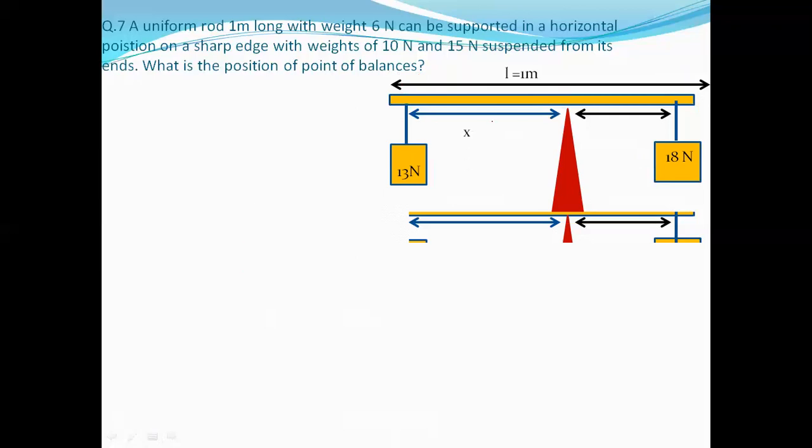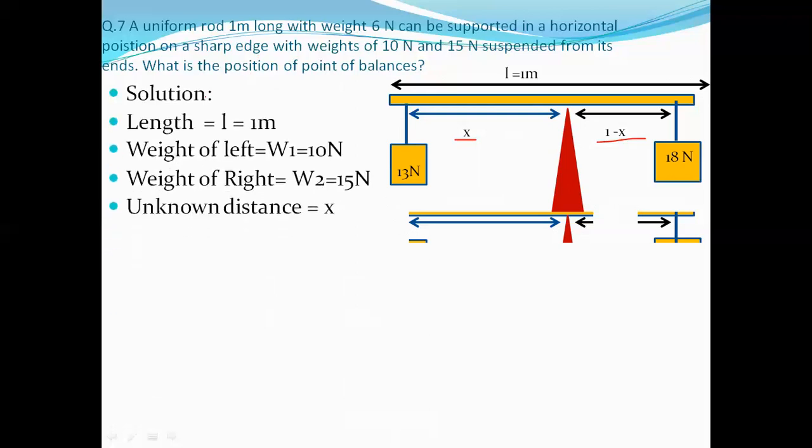The distance isn't given on one side and neither on the other side. So we take x on one side and the total minus x on the other side. That means the total is 1 meter. We subtract the x value, put it in, and we get the distance from the center point, which is the position of the balance.